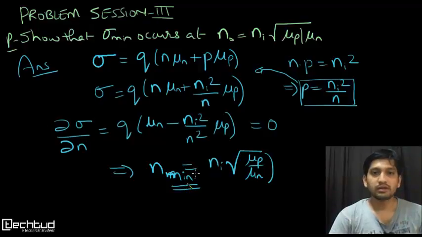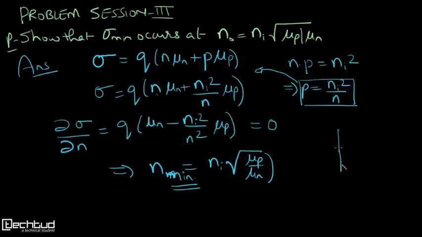You can substitute this n minimum back in the equation, and you will see that sigma will be minimum there. Or you can plot sigma with respect to n, and you will see that at this value the sigma graph comes out to its minimum value. I am leaving this plot to you, and you can plot it in MATLAB also. Okay, let us solve the next problem for this session.